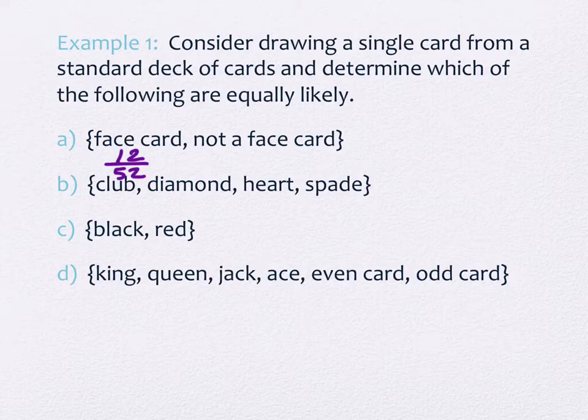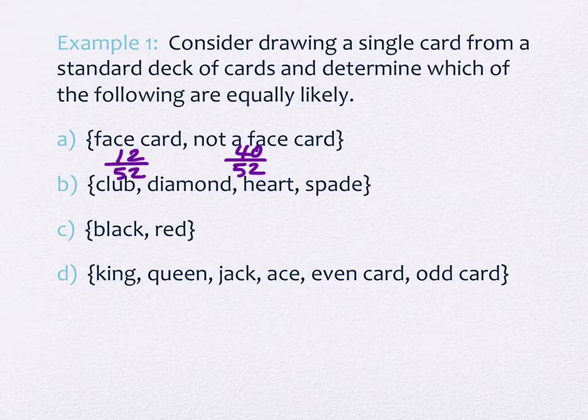Not a face card. Okay, so I have 52 cards. 12 of them are face cards. How many of them are not face cards? 40. How'd you get 40, Casey? Which is what I think Hannah was trying to tell me. You can subtract them. Yeah, so there's 40 cards. That would be not face cards. So there's 40 out of 52 that are not face cards.